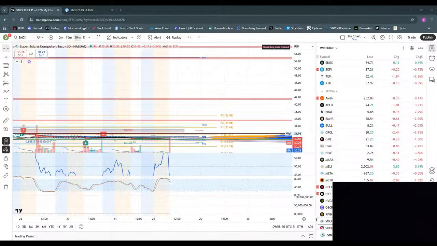500 contracts, you bought it at 1.48. 500 contracts means you're trading 50,000 shares. Multiply by 1.48, so you invested $74,000, right? Now the value is 60 cents. So 50,000 multiplied by 0.60, you just lost $24,000.